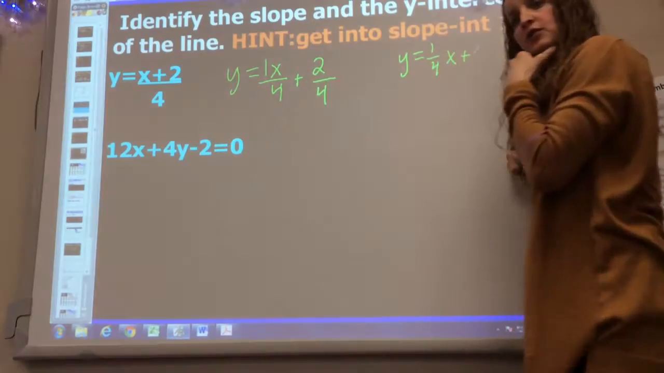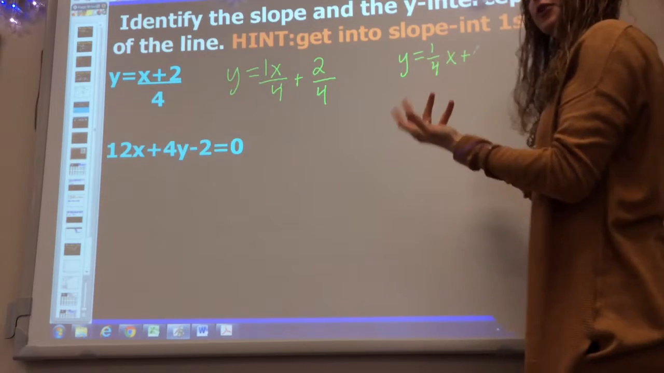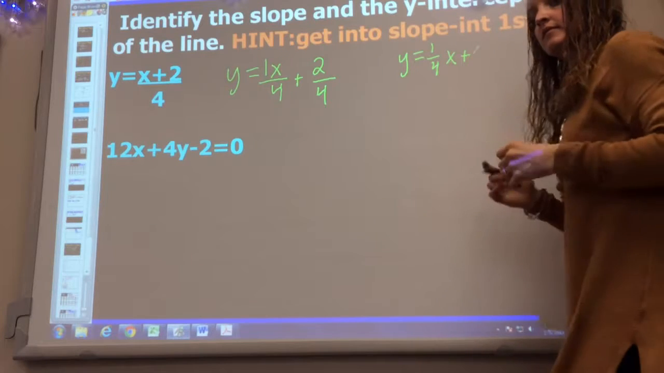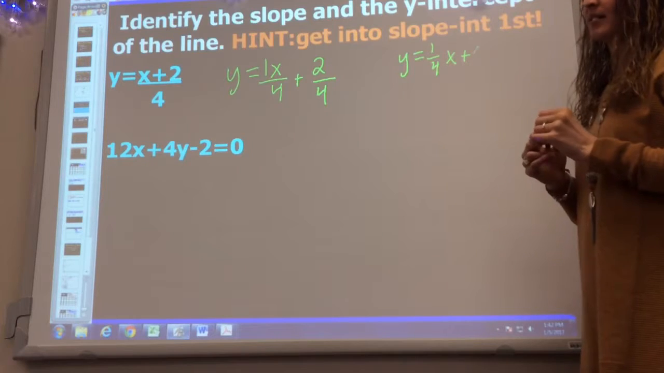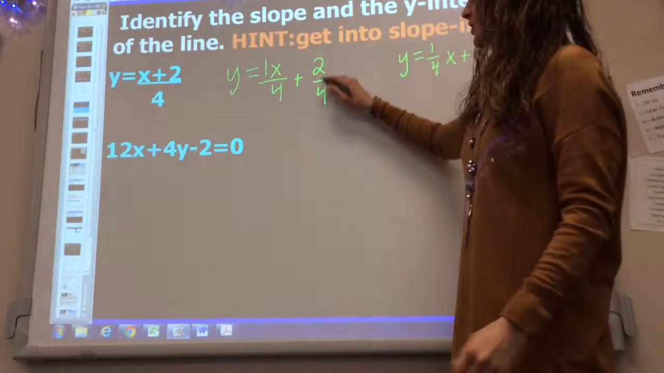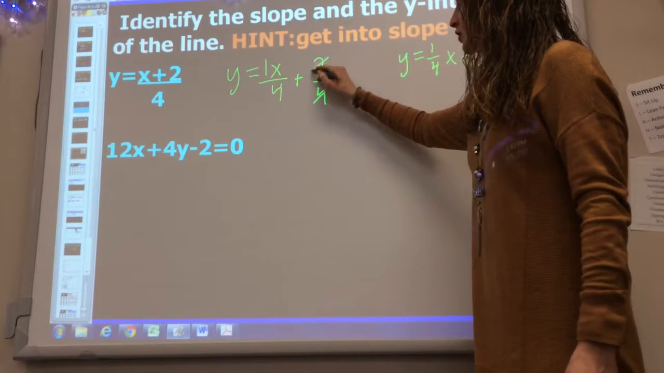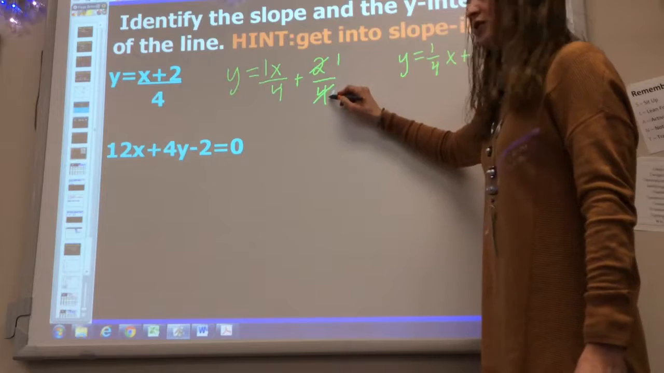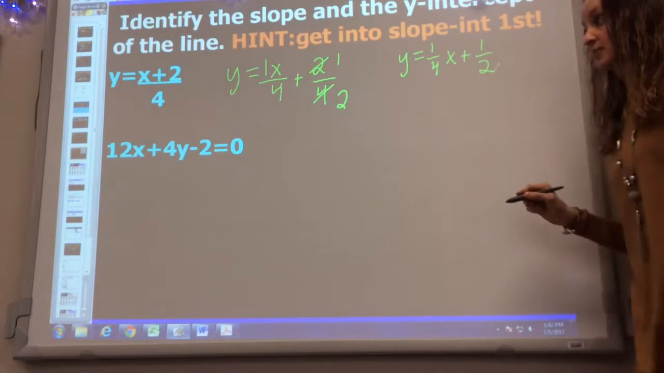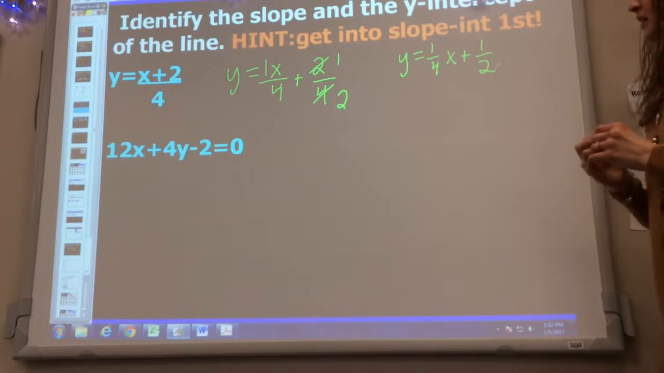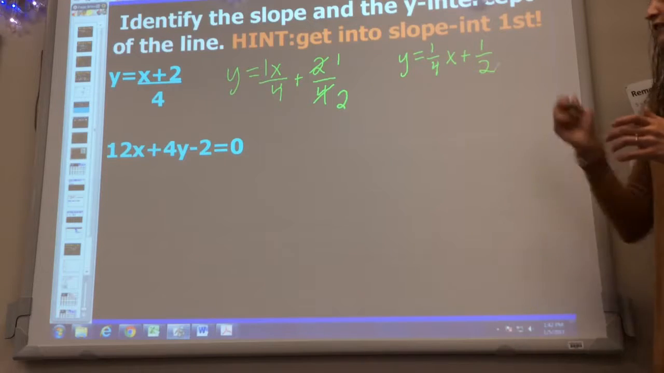What is 2/4 reduced to? Jude? What is it reduced to? What number goes into both of these? 2. Yep. 2 goes into 2 how many times? Once. 2 goes into 4, 2. So then it's 1/2. So then I'm going to give you some time then. Label what your slope and intercept is for that one. For the bottom one? For the top one.